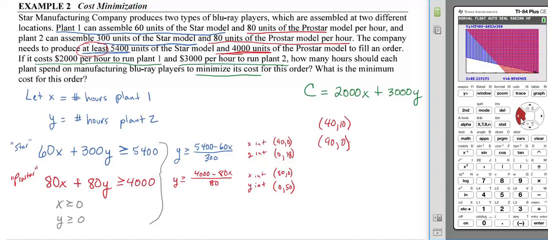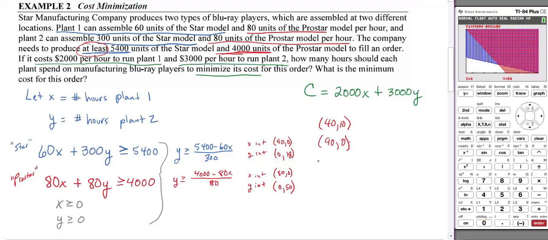I want to make sure we're tracing the correct thing. And there we go, we're on that. So we go ahead and hit 0, enter, and we get (0, 50), which is exactly what we found over here. Only the 3 corner points.